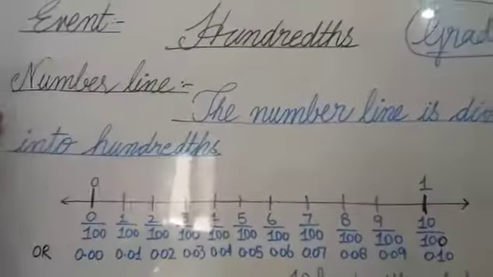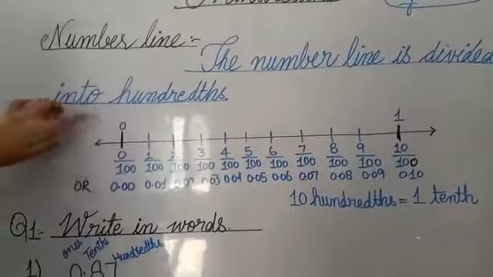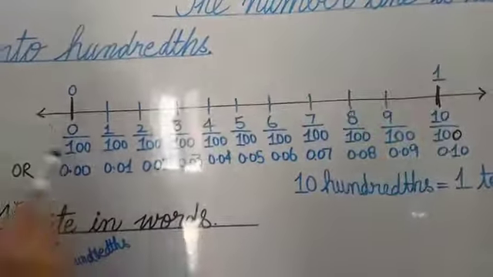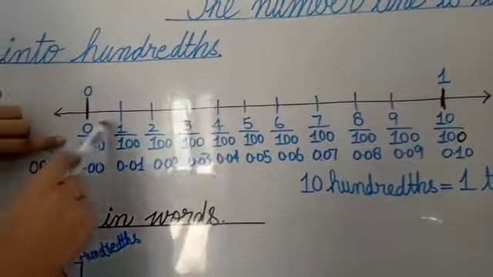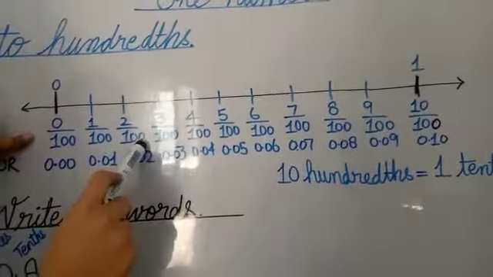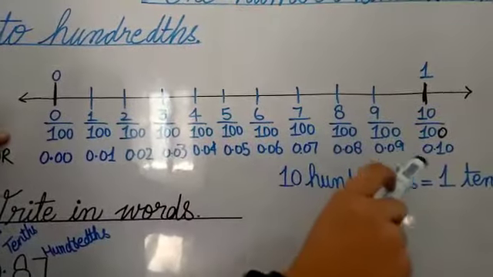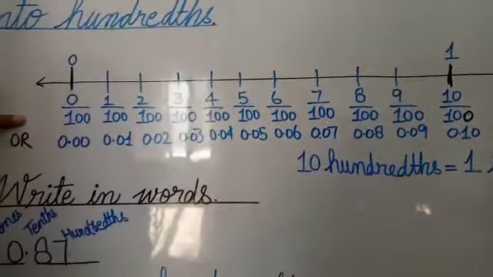So here, this is a number line. The number line is divided into hundredths. You take the range of 0 and 1. Like this one, this is 0 and this is 1. So 0 by 100, 1 by 100, 2 by 100, and so on. These are the number line represented in the form of fractions.